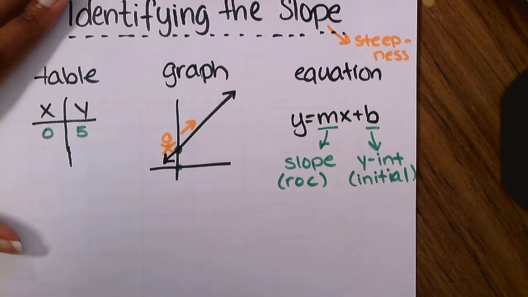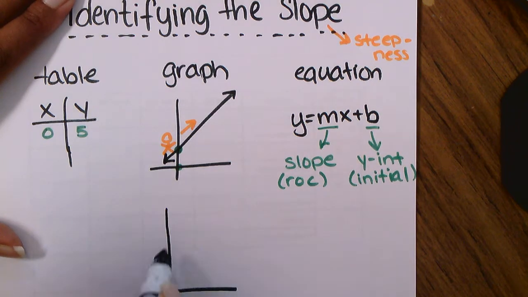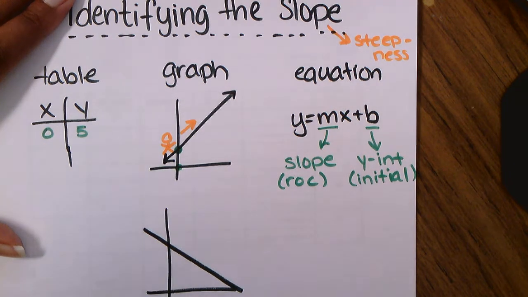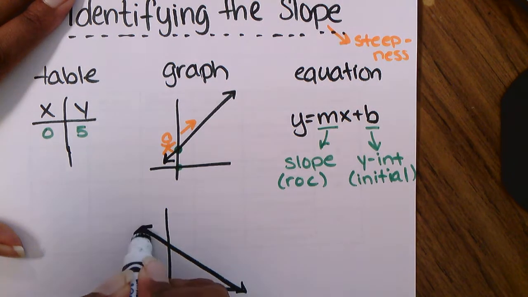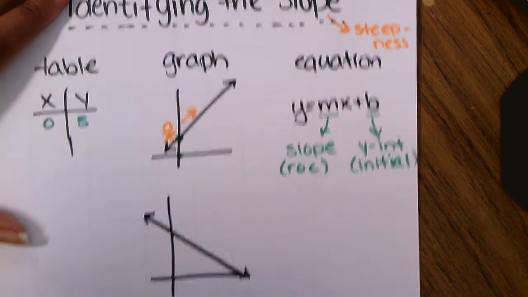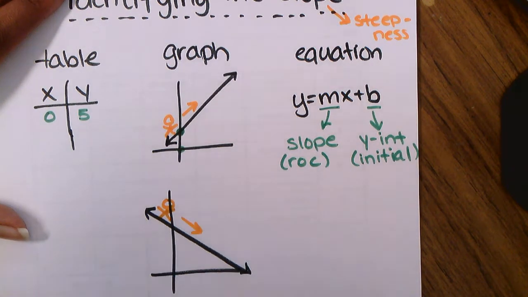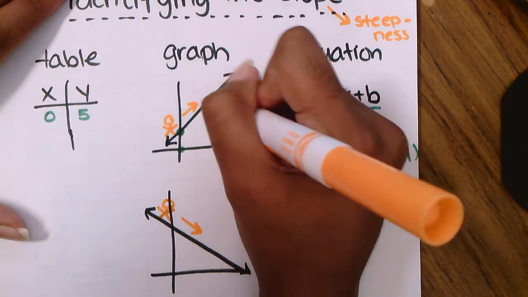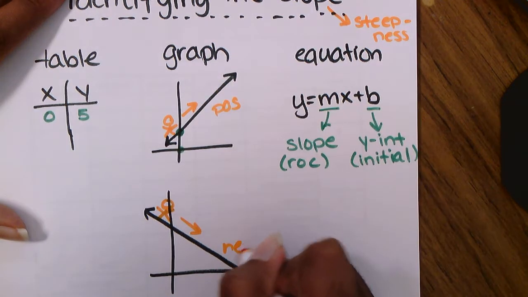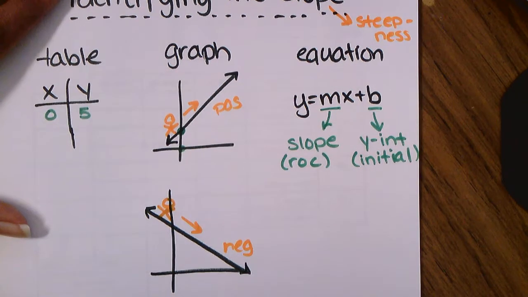If you had a graph like this, I always make my lines with double arrows, right? And you are walking along this graph from left to right, you would be going downhill. So this would have a negative incline. So this one is positive. This has a negative slope, okay?